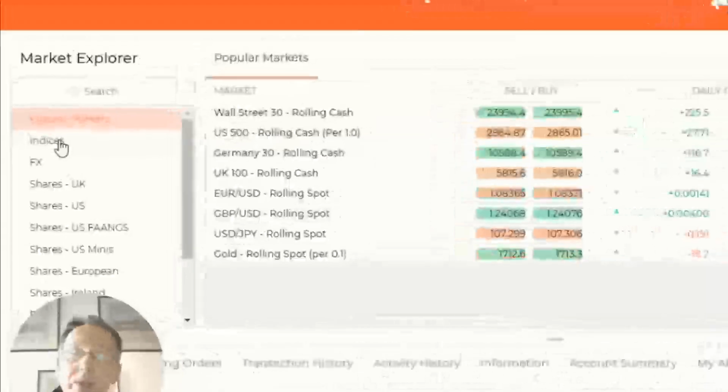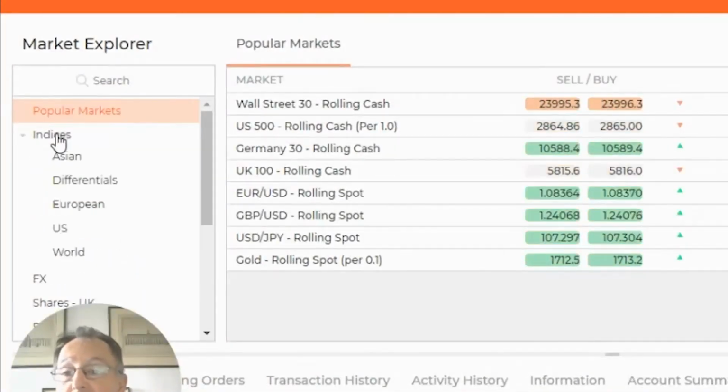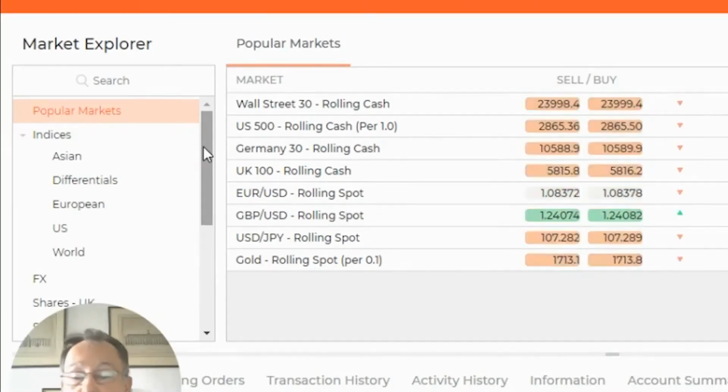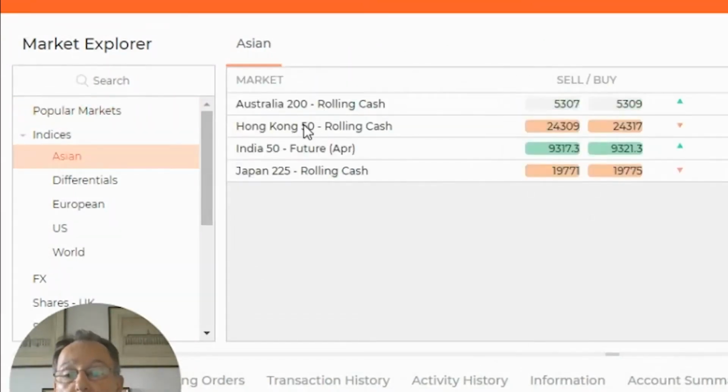If we're looking for something like a stock index, then we need to tick on the folder called indices. In there, you'll see we've broken things down by geographical location. So we have the Asian indices, European, US, rest of the world, and our differential markets. The differentials, that's one index compared to another. Now, if I look at the Asian markets there, you'll see Australia, Hong Kong, India, Japan, and so on.